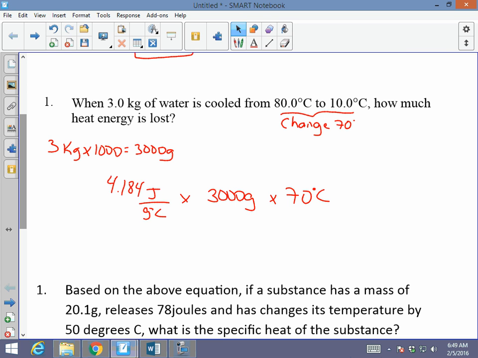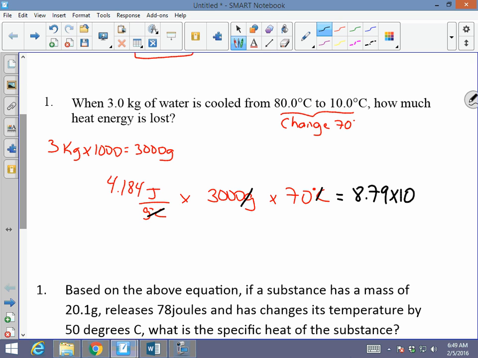And I could just cancel my variables by doing this. Grams cancels grams and Celsius cancels Celsius. Therefore, when I multiply 4.184 times 3,000 grams times 70, my answer comes to be, sorry, 8.79 times 10 to the fifth joules. And joules is the only unit that I didn't cancel.